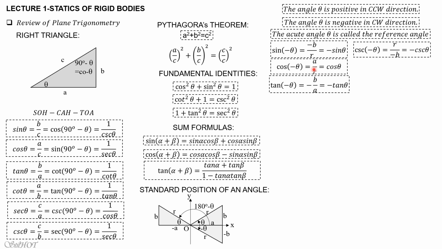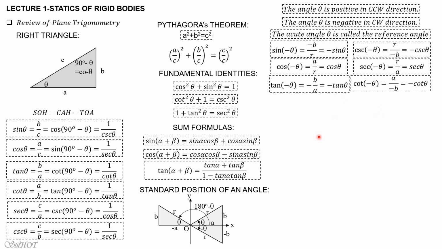And next, reciprocal of cosine is secant. So secant of negative theta is r over positive a. Then r over positive a is the same, it is equal to secant of theta. Then we have cotangent of negative theta, which is a over negative b. And therefore, it is equal to the negative of cotangent theta.